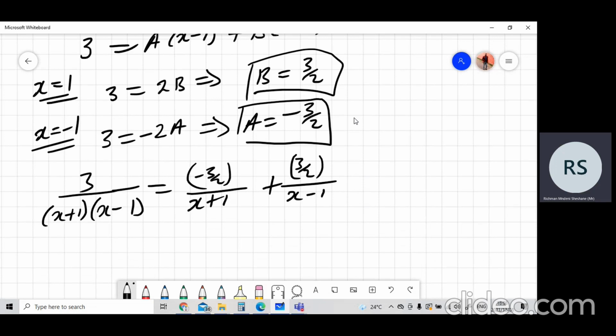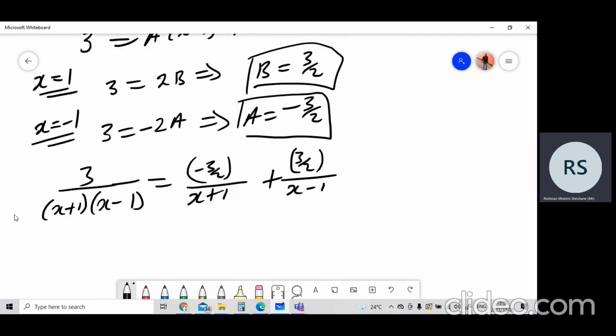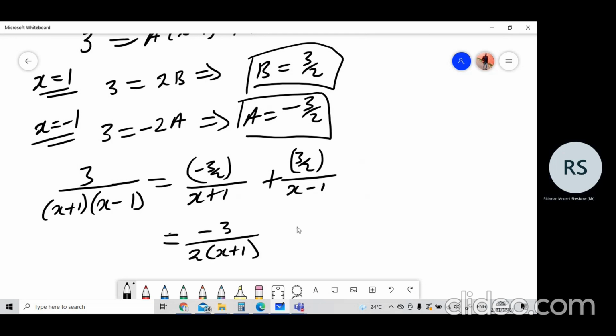So these are the partial fractions of this expression. They said express this in terms of partial fractions. This isn't an issue, so I won't mark you wrong if you write it like this, or if you write it like this, you can write this as minus 3 over 2 times x plus 1 plus 3 over 2 times x minus 1. All right, it's up to you. But these are the partial fractions.